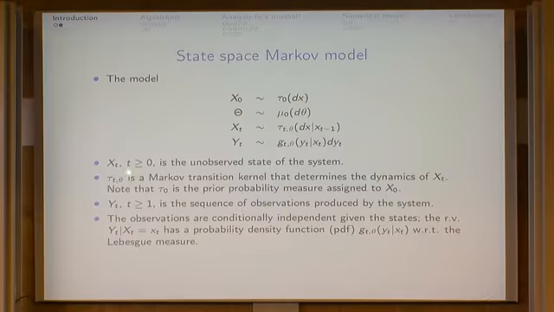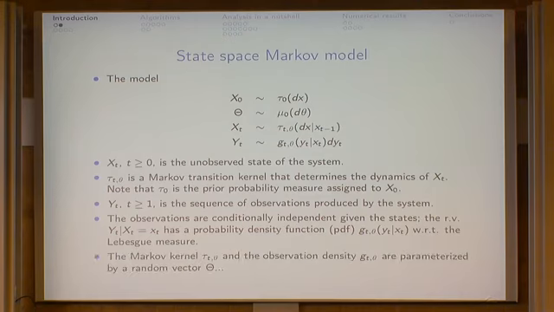So tau is Markov. I assume that x_t depends only on x_{t-1}. And I'm assuming that my observations are conditionally independent. So given x_t, I have the density function g that describes my observation y_t. Now, the tough bit is that both tau, the transition kernel, and g are indexed by some other parameters, by some theta.